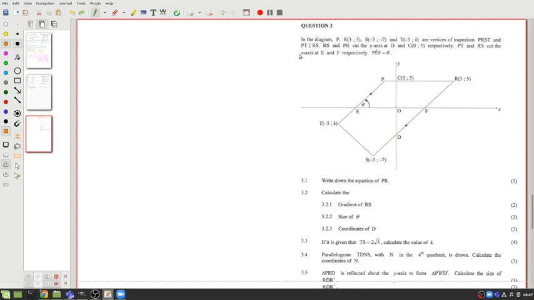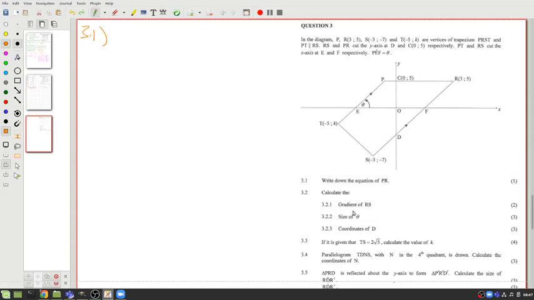Alright, so the question reads, in the diagram, P, R, S, and T are vertices of a trapezium. PT and RS, these two lines, are parallel. All this information is on the graph. So we see point S is (-3, -7), T is (-5, k), an unknown. But the important thing is this line is parallel to this line. And we'll see the rest as we go along with the questions. So let's start with question 3.1.